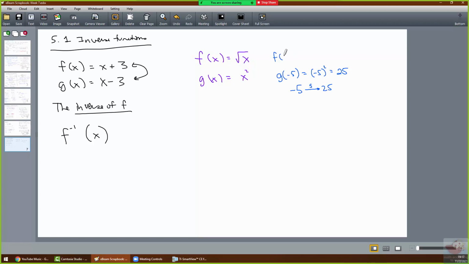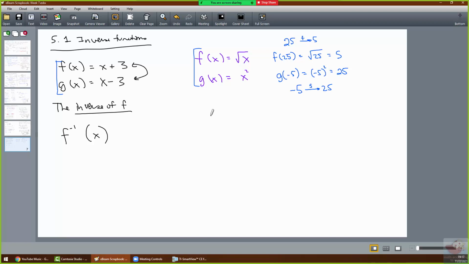So if I find f of 25, that would be the square root of 25, which is 5. So did the function f take 25 back to negative 5? No. So these two functions undid each other, but these two did not.